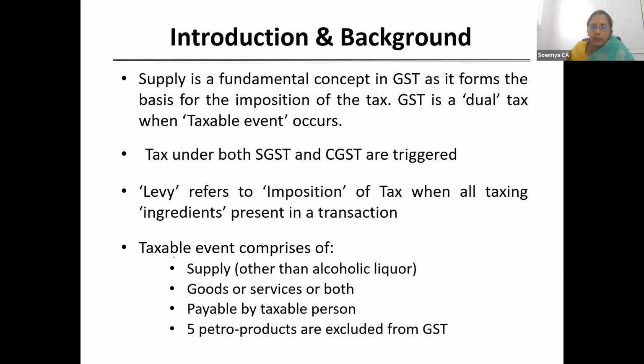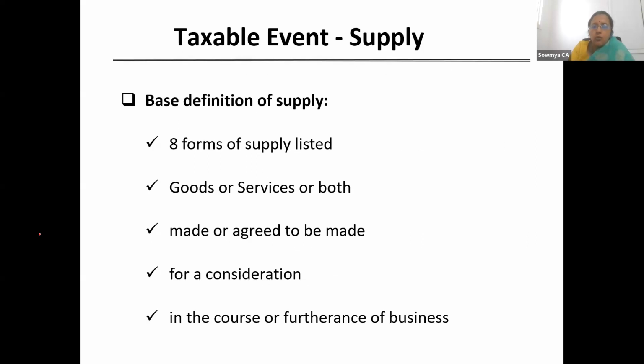So with this small introduction, let's move to the basic definition of supply itself. The basic definition of supply is given in section 7, where 8 forms of supply are listed. I think all of you will be aware of those basic 8 forms: sale, barter, transfer, all those things. Of what? Of goods or services made or agreed to be made. Even if you agree to make, it becomes a supply for a consideration, and it should be in the course of furtherance of business. This is the basic definition.